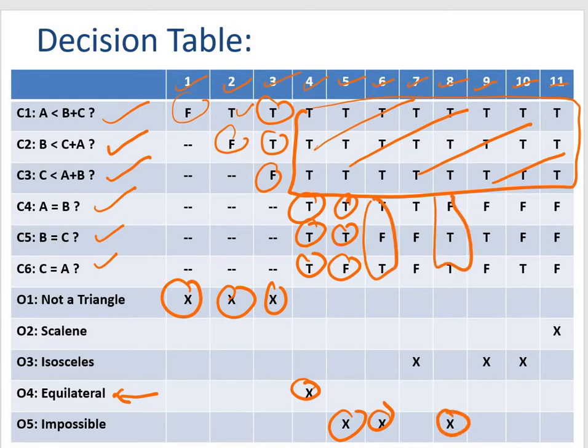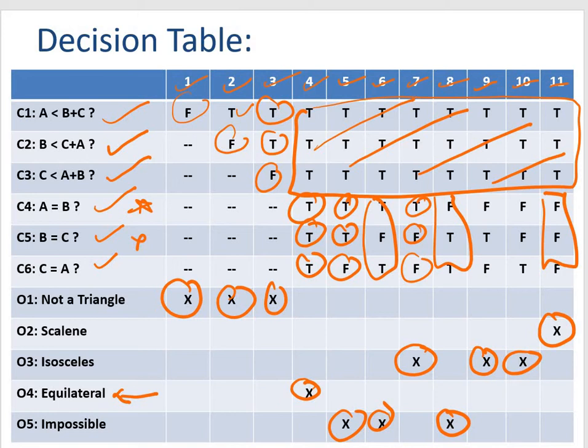Now I'm left with the cases where this holds true, that means A equals B, but B and C and A are not equal, right? Isosceles. Similarly I'll find two more conditions for isosceles, and when all the things are false, I'll get the scalene triangle, that means none of the sides are equal, right?